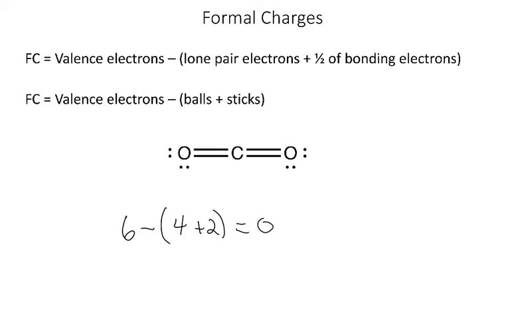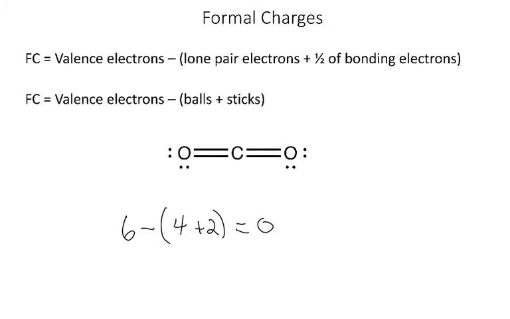Now, this is the formal way to say how you calculate the formal charges. This, I got the idea from Dr. Pennington, and I think this is easier to write and easier to remember. You take the valence electrons, and then you subtract the number of balls plus sticks. Now we get the same thing. So I have 6 valence electrons, and then minus the number of balls, 1, 2, 3, 4, the number of sticks, 1, 2. So we get the same thing. So these are both the same, but I think this one is maybe a little bit easier to remember.